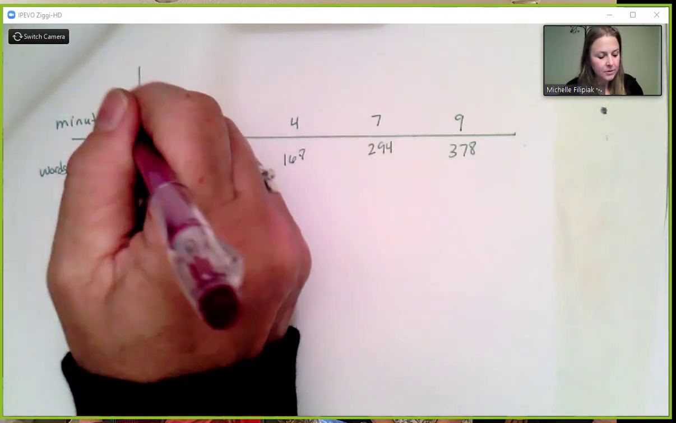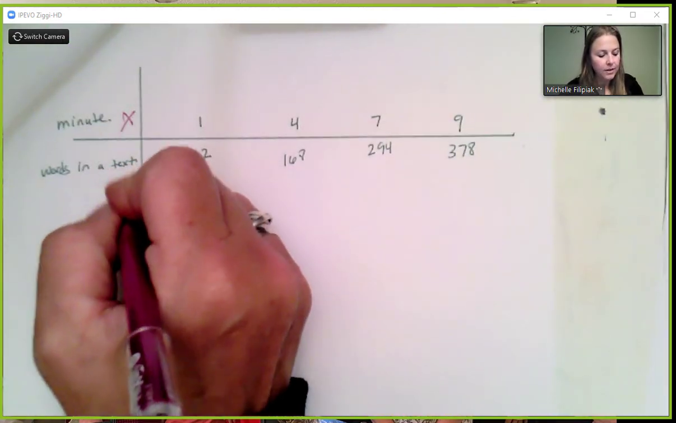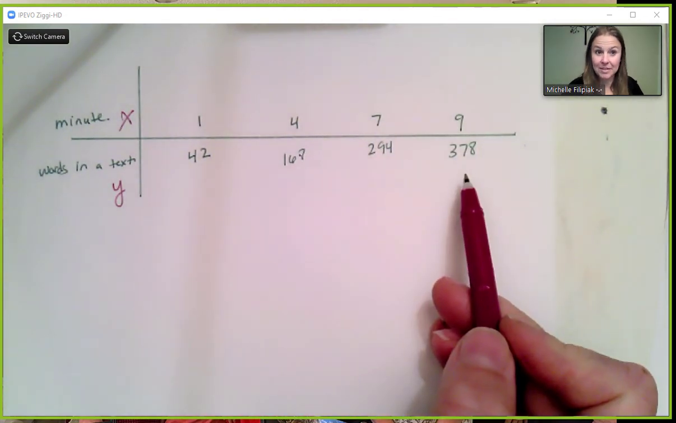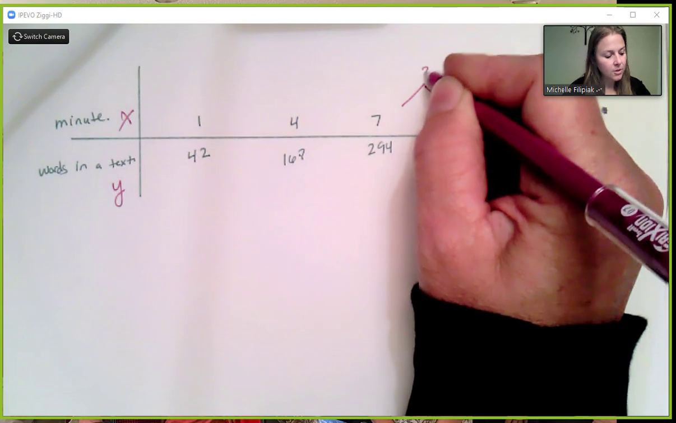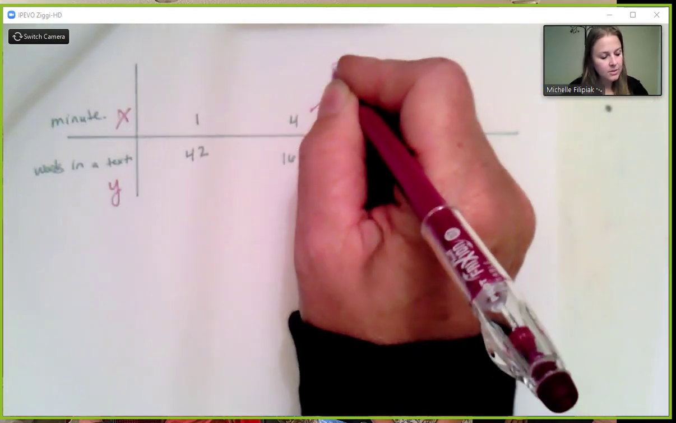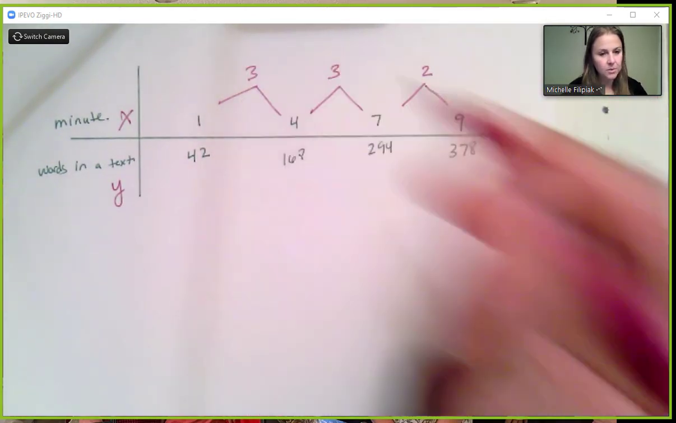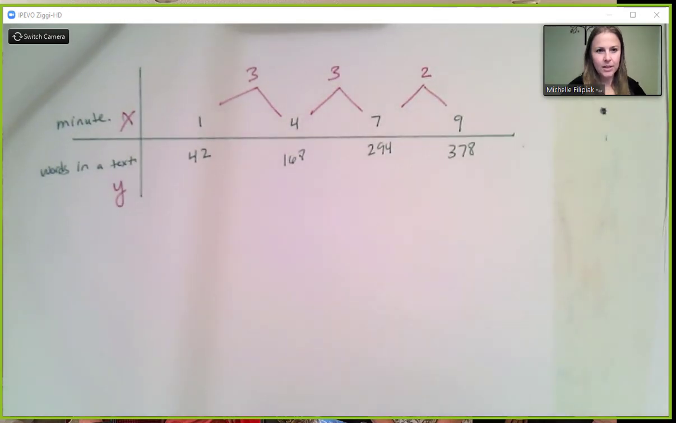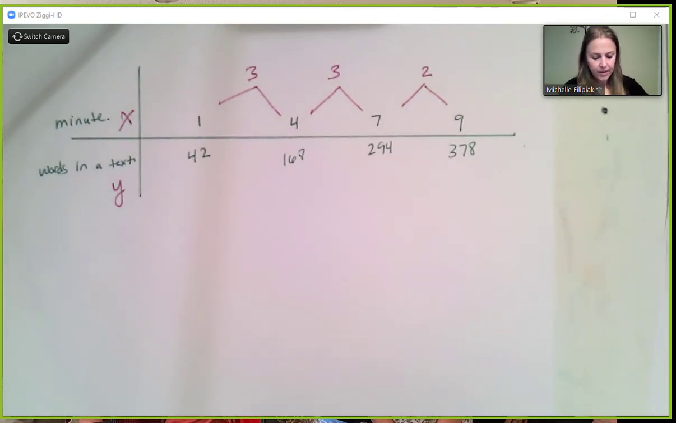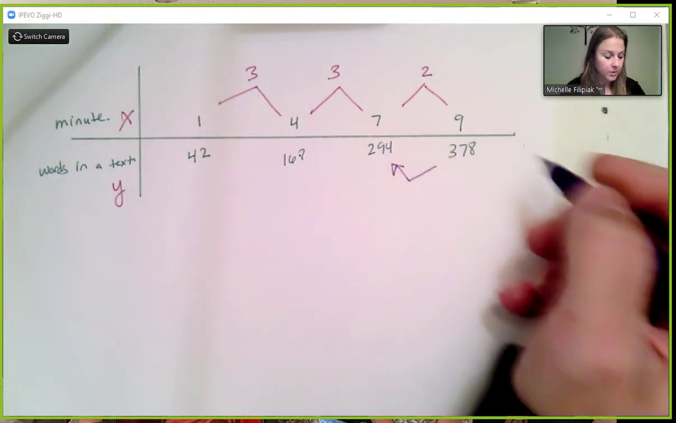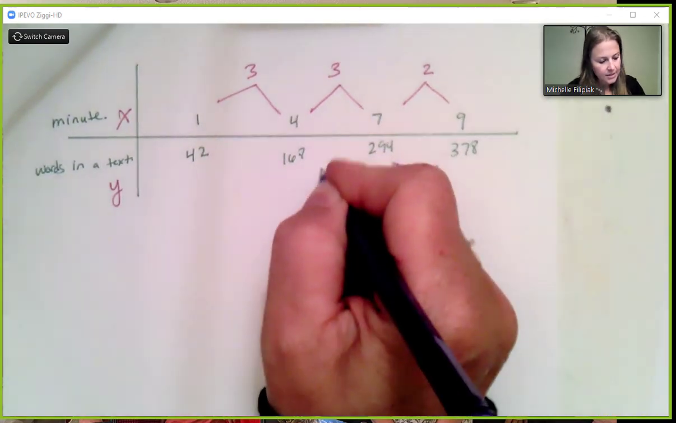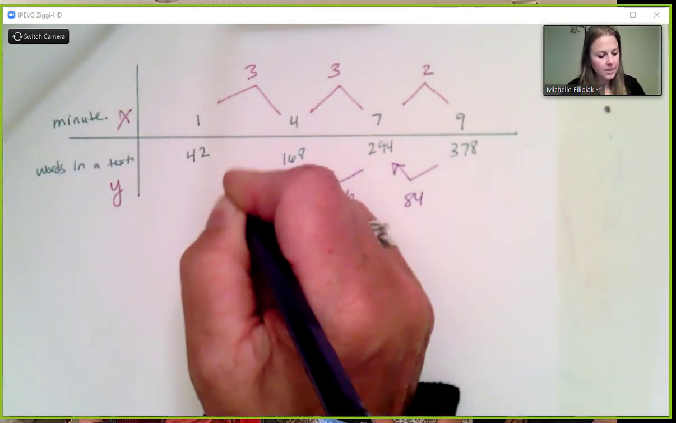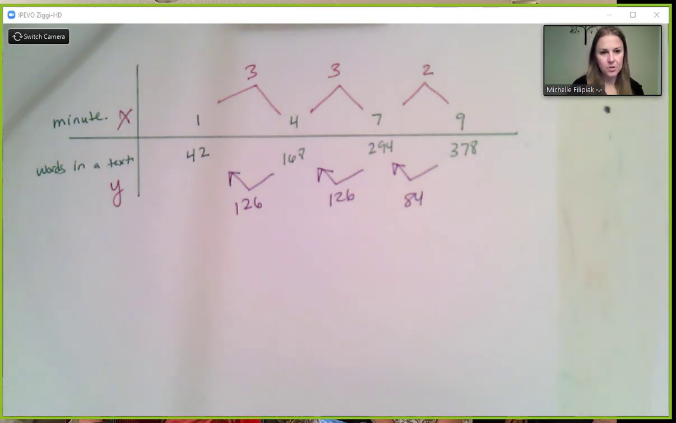This x value is the minutes, and the y value is the number of words people can get in a text. So as you'll notice, in the x value, this goes down by 2, and then this goes down by 3, and this also goes down by 3. So that's a little bit different than what we've seen so far. And in the y value, 84 is the increase here, that's the difference. And this subtract this is 126, and this subtract this is also 126.